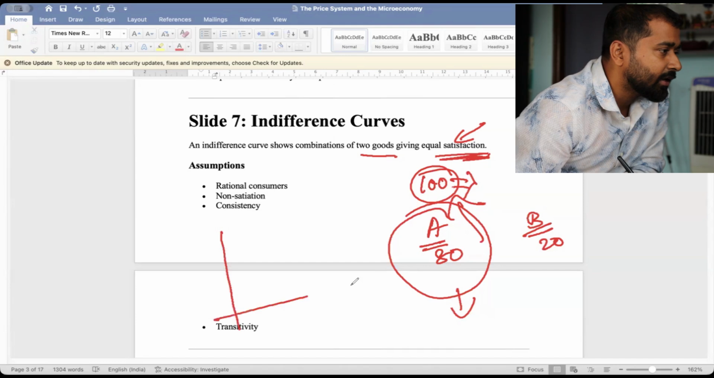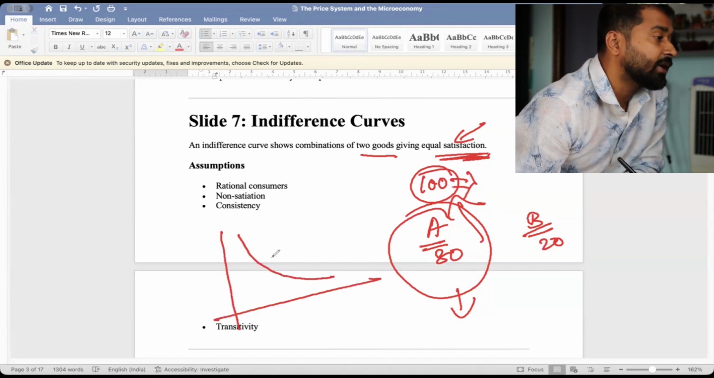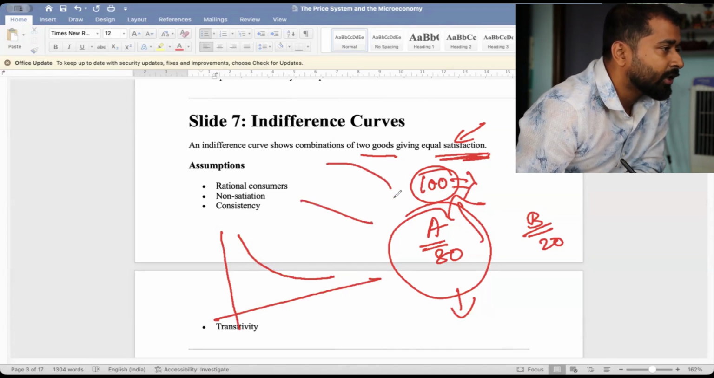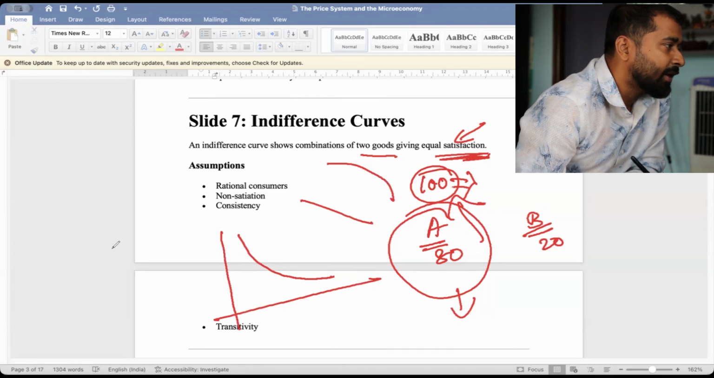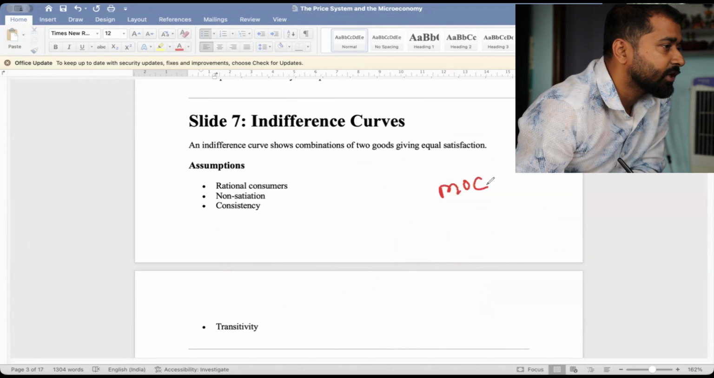If I am making the IC curve, it is typically convex to the origin. It can be changed also. It can be a straight line. It can be concave also. It is based on the MRS, marginal rate of substitution, or marginal opportunity cost.